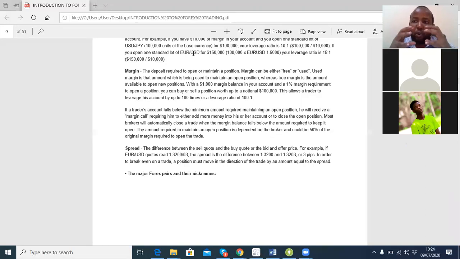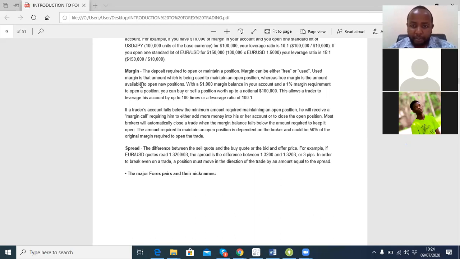So once you close that position, you free up the margin. You free up means you have free margin. So the used margin that was locked up is freed up. That means we have more margin in the account to be able to open new trades. So margin you need to understand very well.